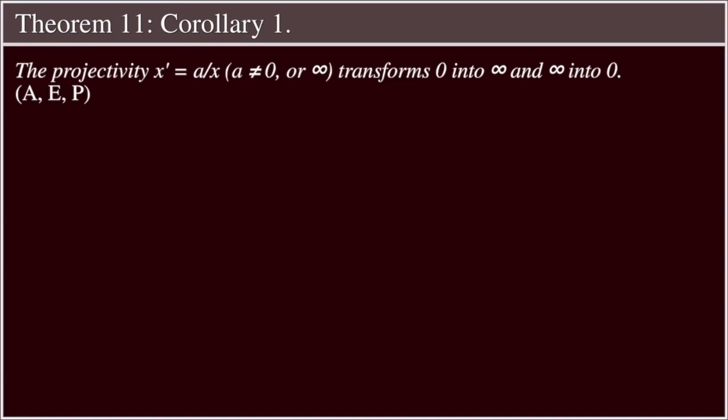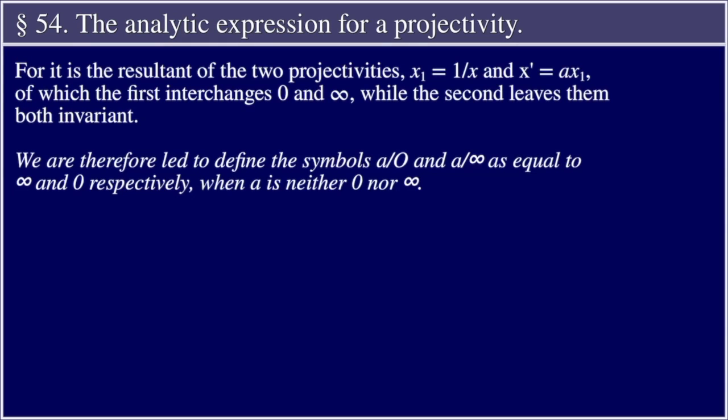Corollary 1. The projectivity x prime equal to a divided by x, a not equal to 0 or infinity, transforms 0 into infinity and infinity into 0. Assumptions A, E, and P. For it is the resultant of the two projectivities, x1 equal to 1 divided by x, and x prime equal to a times x1, of which the first interchanges 0 and infinity, while the second leaves them both invariant.